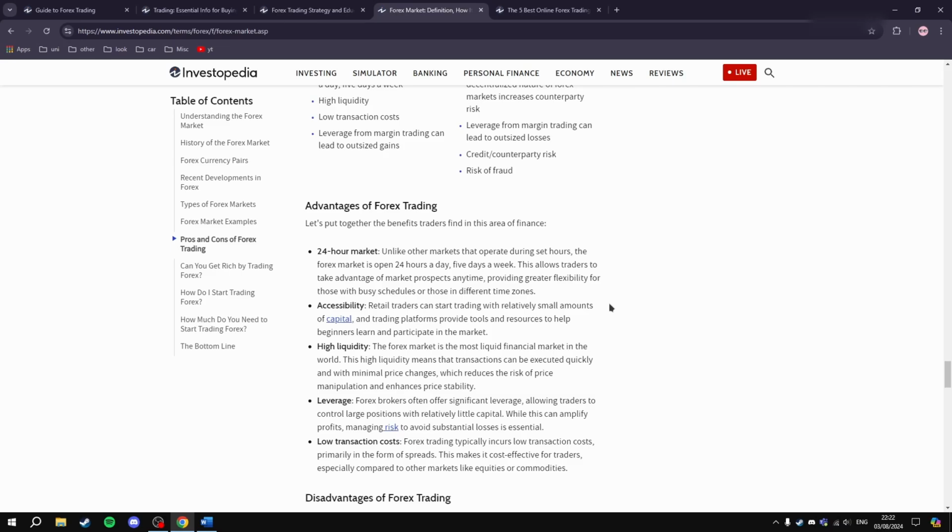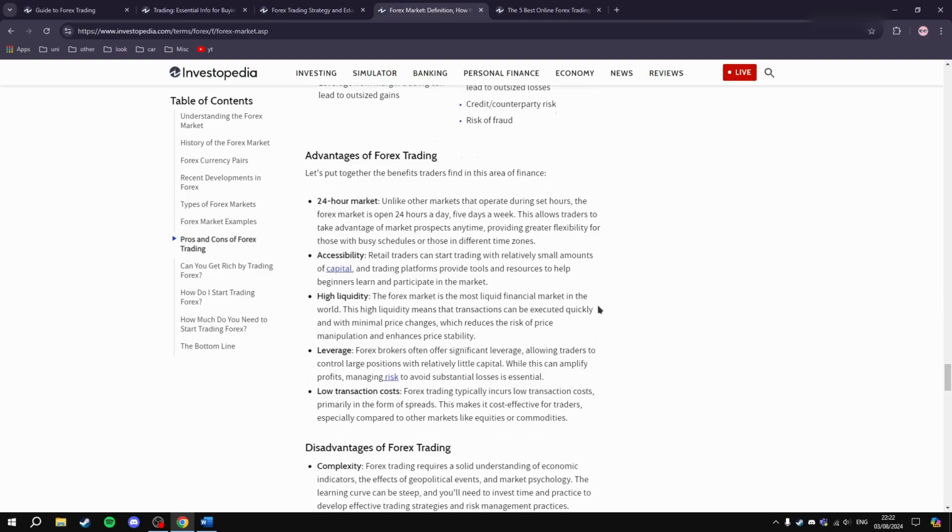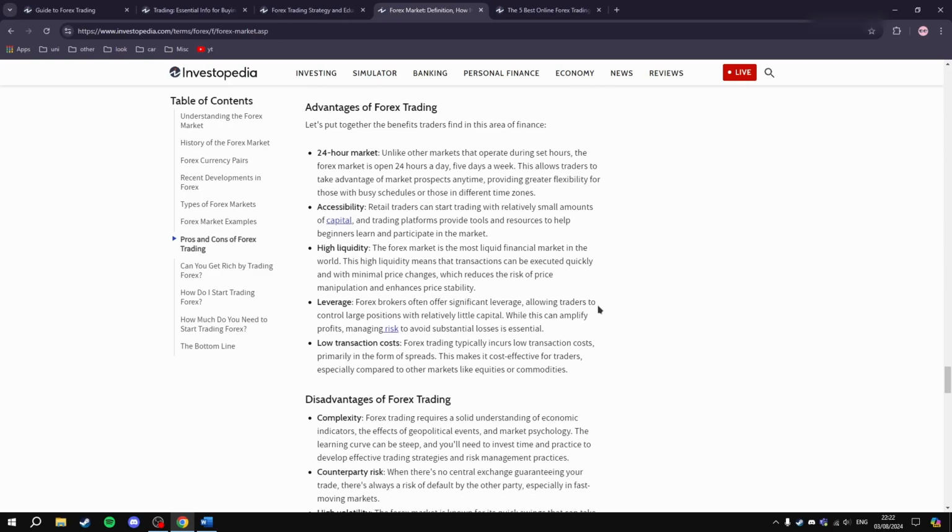Accessibility. Retail traders can start trading relatively small amounts of capital, and trading platforms provide tools and resources to help beginners learn and participate in the market. High liquidity. The Forex market is the most liquid financial market in the world. This high liquidity means that transactions can be executed quickly and with minimal price changes, which reduces the risk of price manipulation and enhances price stability.